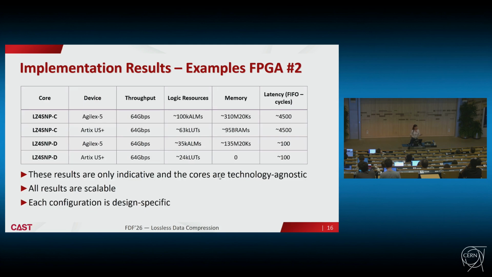Switching to the LZ4 Snappy cores, we can see here again that we have low latency, but for 64 gigabits per second, even on the Agilex 5, we have 100K ALMs. And on the UltraScale Plus, we have like 63,000 LUTs. On the decompression, for whatever reason, the synthesis of the Agilex 7 doesn't want to use memory. It just implements it all in flops. But the sizes are more or less equivalent. We can see the same trend that the equivalent decompression is much smaller than the compression.